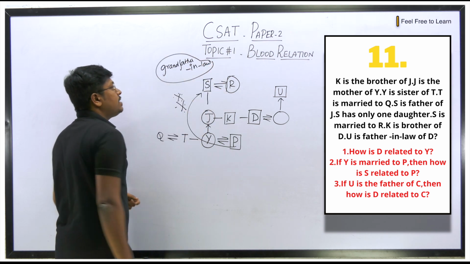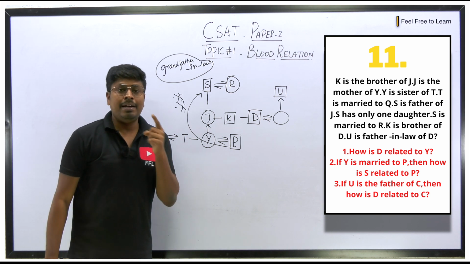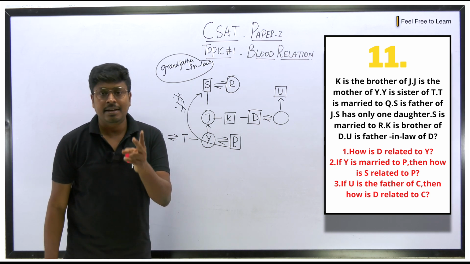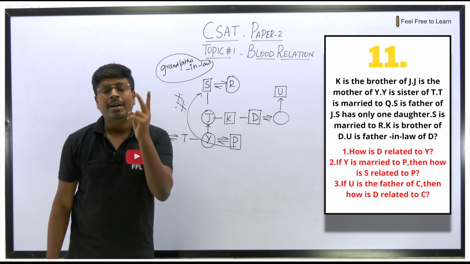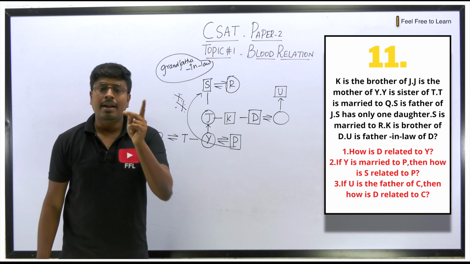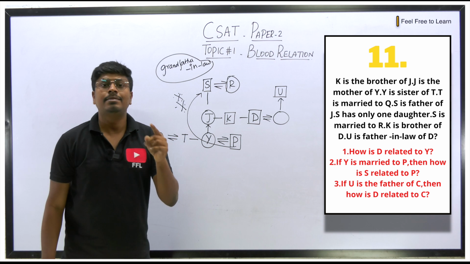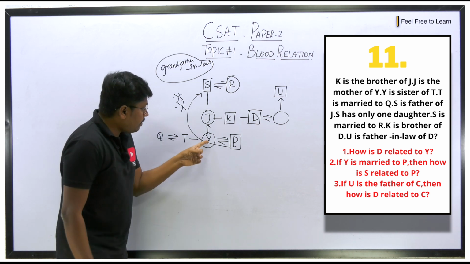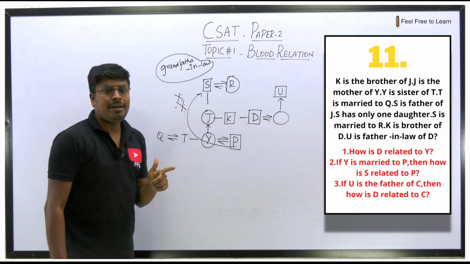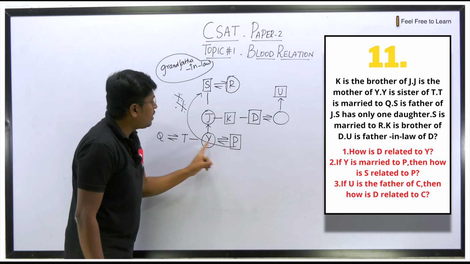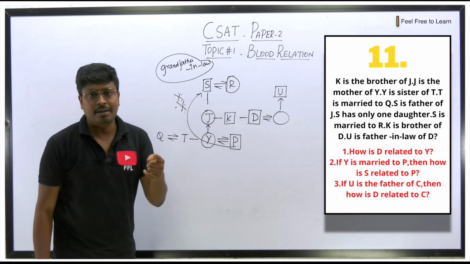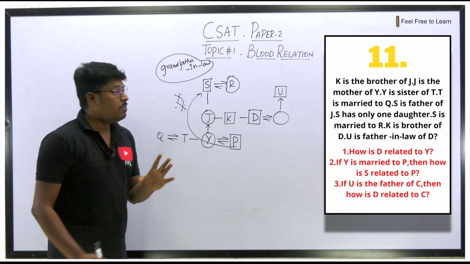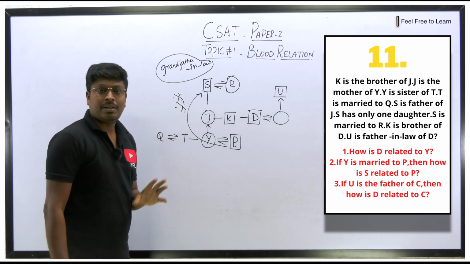I've seen many students make a mistake here. Option A, grandfather. Option B, grandfather-in-law. Which option should you go with? You should go with option number 2, grandfather-in-law. You should not mark the answer as grandfather. Only from Y, the relation of S will be grandfather. But from P, the relation of S will be grandfather-in-law. So never forget that. Most of the students still make mistakes in these areas.